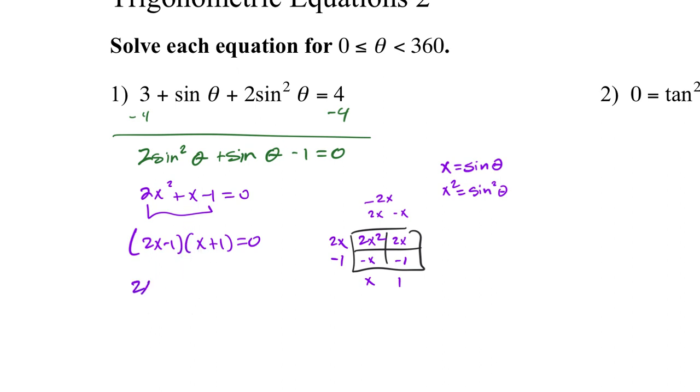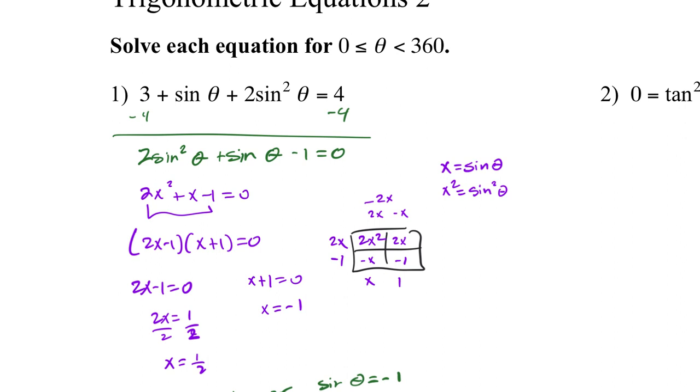So from here, I get 2x minus 1 equals 0. So 2x equals 1, divided by 2, I get that x equals 1/2. And then from the other one, x plus 1 equals 0, so x equals negative 1. Now, of course, I'm not finding x, I'm finding theta. So I'm going to put back sine of theta here for x. So that means I got sine of theta equals 1/2, or sine of theta equals negative 1. So that means that here theta equals 270.